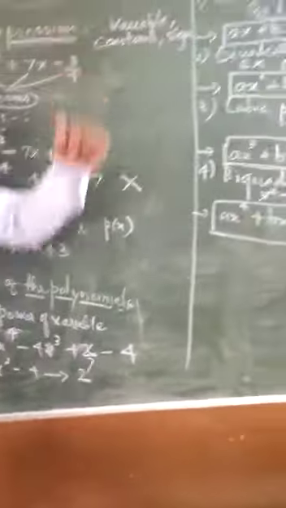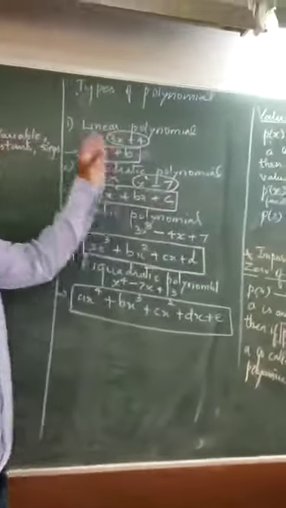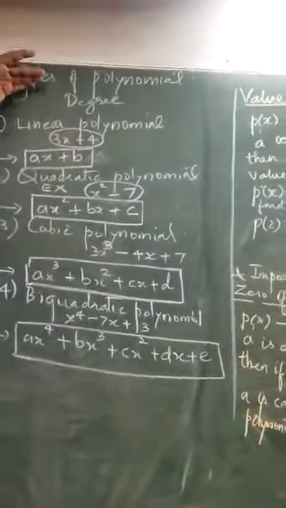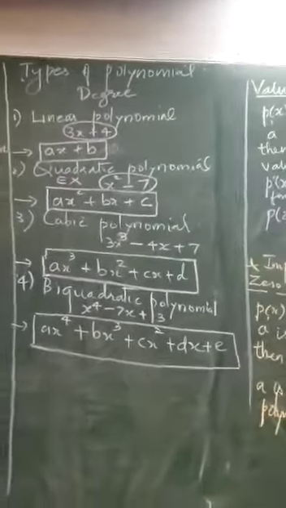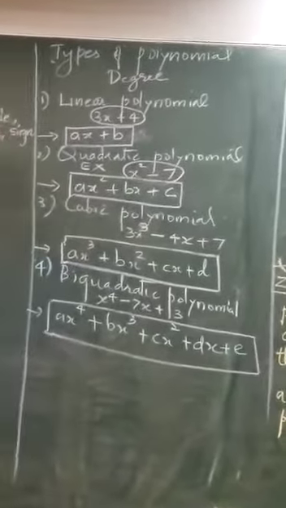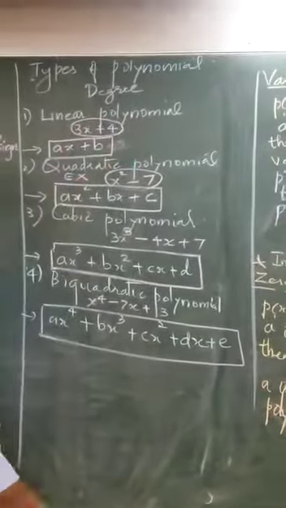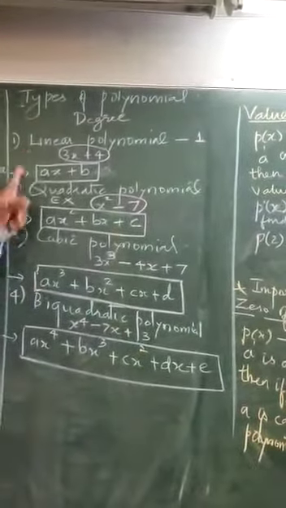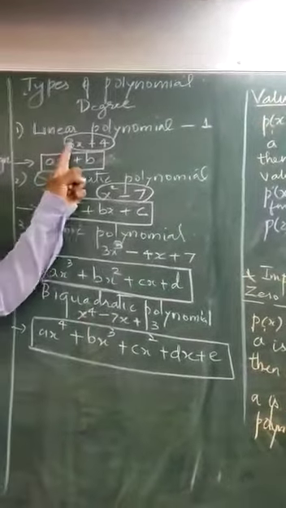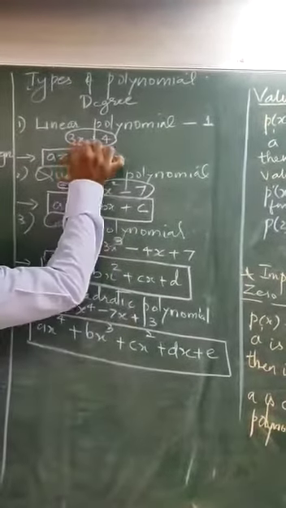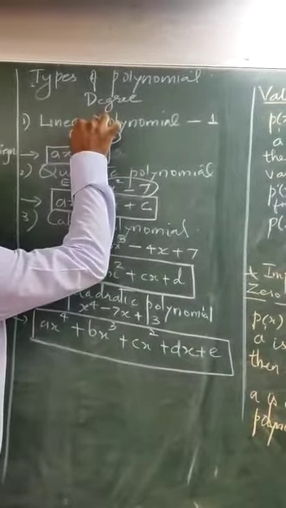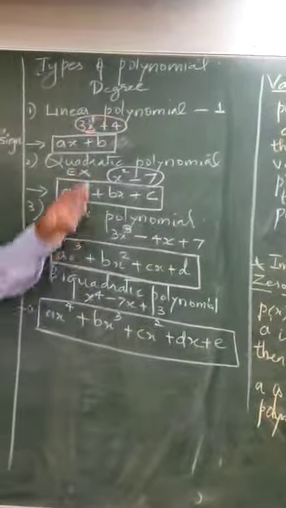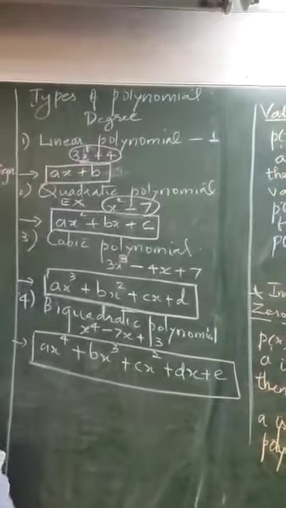Next topic is the types of polynomials. Based on the degrees of the polynomial, we can divide polynomials into 4 or 5 different types of categories. The first one is linear polynomial. What is a linear polynomial? If the degree of the variable is 1, then it is called a linear polynomial. For example, 3x plus 4. We can see here the variable is x, and the degree of the variable is 1. Nothing is there that indicates it is 1. So we can say that this particular polynomial is a linear polynomial.